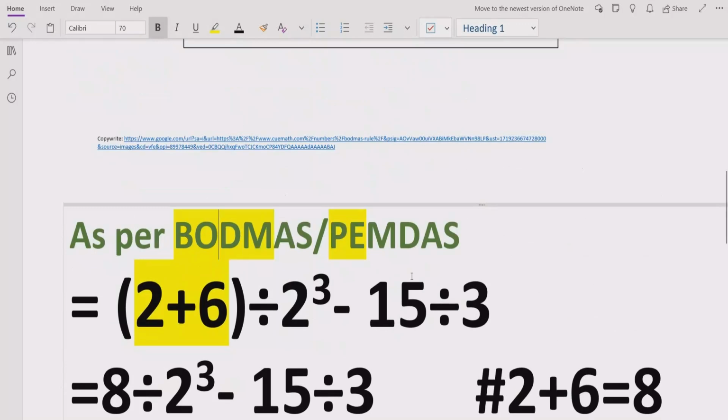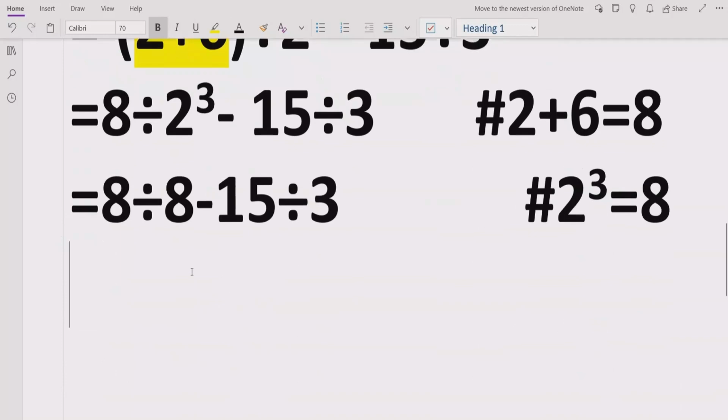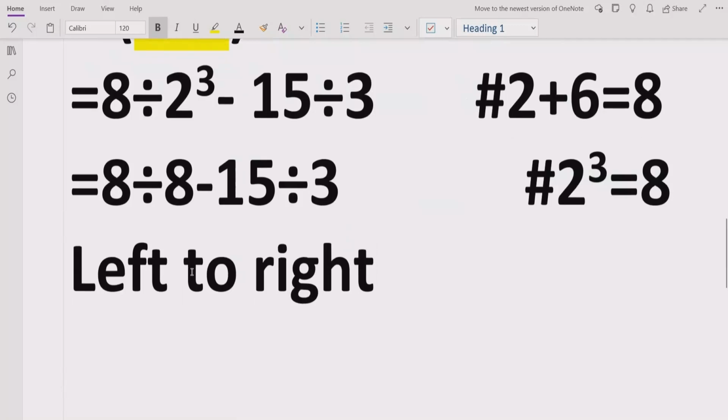Now move forward for division and multiplication. Now we have to solve the division and multiplication and multiplication and division. So now we have to go left to right in this expression and find out which is coming first. So now we have 8 divided by 8. So we have to solve this one first, which is 1. And minus 15 divided by 3. So here we have to solve this one as well.